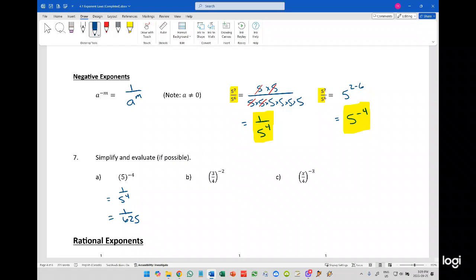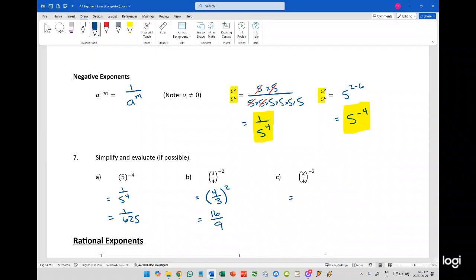3/4 to the negative 2. Now this one's kind of neat. If you've got a fraction already, what you can do is just say that the top and bottom flip. So what we've done so far is take the reciprocal, the a goes to the bottom, but here we're going to move the 3 to the bottom and the 4 to the top, so we just flip that fraction and change the exponent to positive. And that's going to be 16/9.